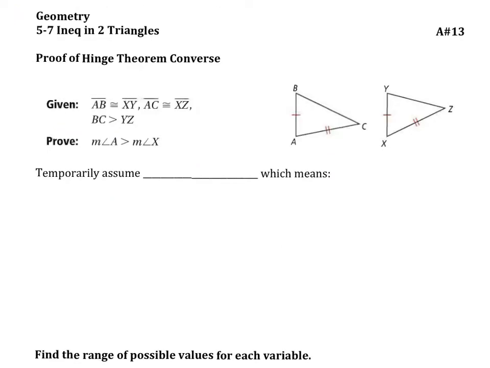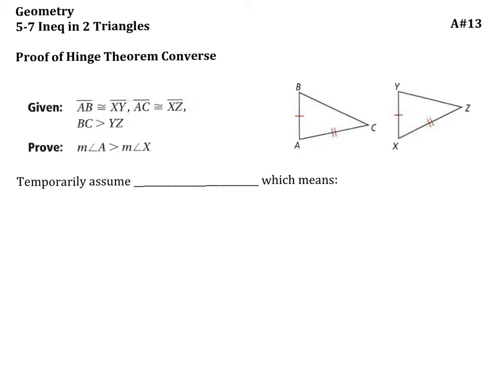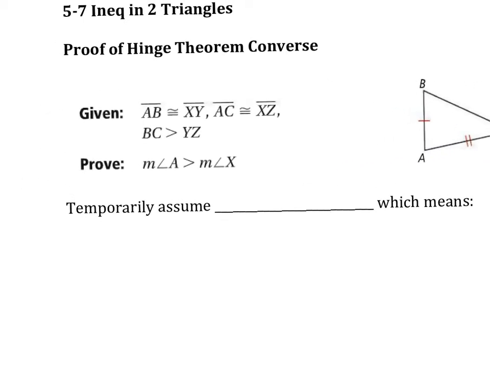Let's prove this puppy and see what we have. We're going to prove the converse, which means we're going to start with side lengths and we're going to end up getting into the angles being larger. So let's see here. If we're going to go backwards, with an indirect proof, what's our very first step? We have to flip that and say that A is actually less than or equal to, because that's what not greater than means. It's either equal or less.